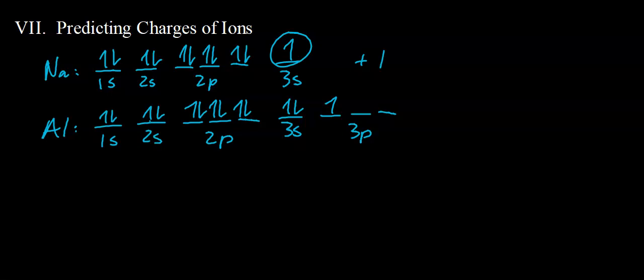Now notice something here about aluminum. It has two sublevels in its third energy level. All of the electrons in those two sublevels are valence electrons. So let's circle them.